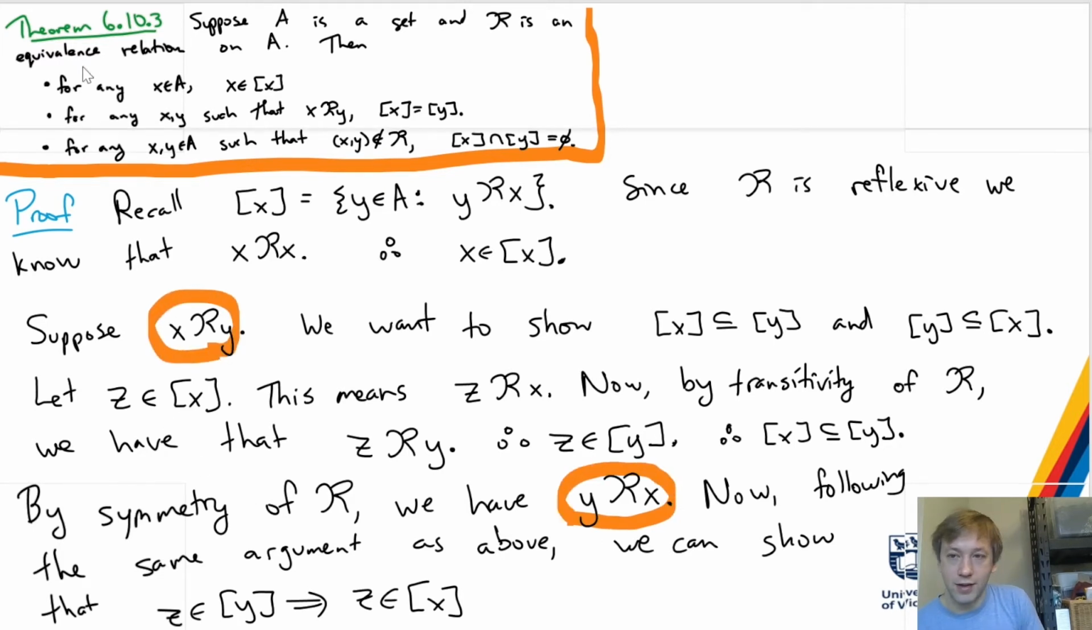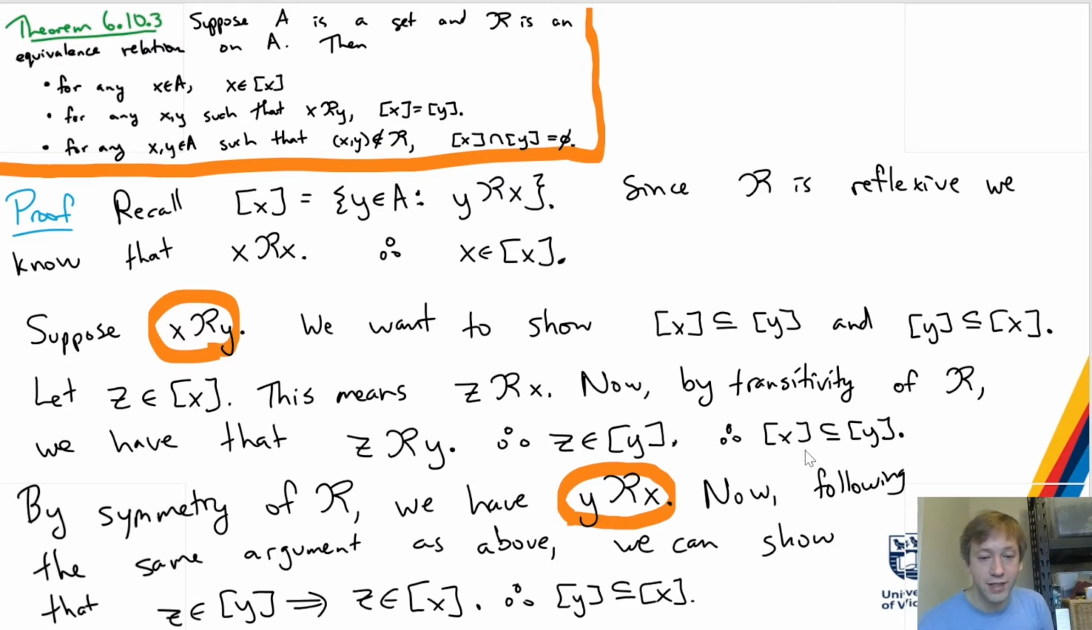When you do that, this implies that the equivalence class of y is a subset of the equivalence class of x. Now we've shown that one is a subset of the other in both directions, and therefore the equivalence class of x is equal to the equivalence class of y.